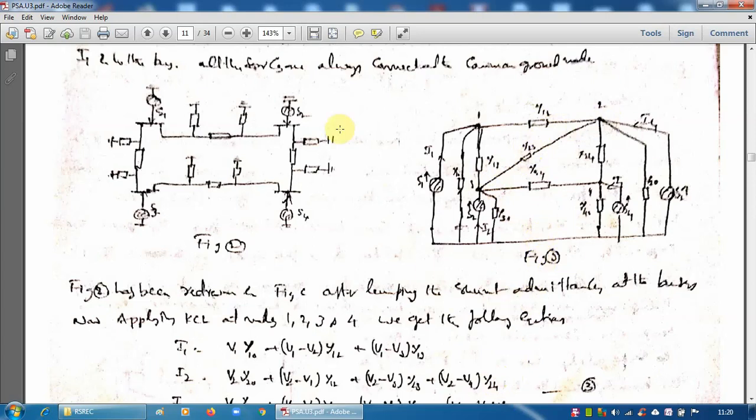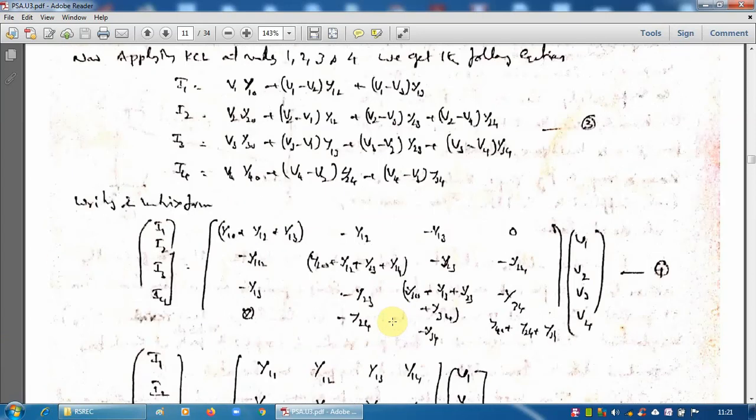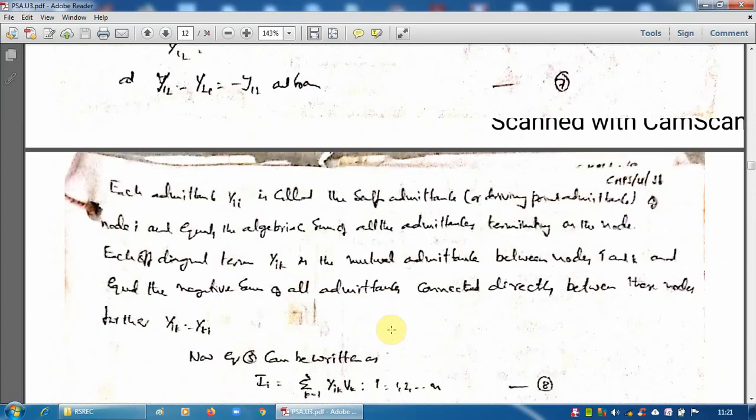Only thing is, here shunt admittances will also be given in the problem. If shunt admittances are given, they have to be suitably connected at all the buses or all the lines. It is useful to draw the figure like this. Then you can easily construct the Y bus. You see one example here.